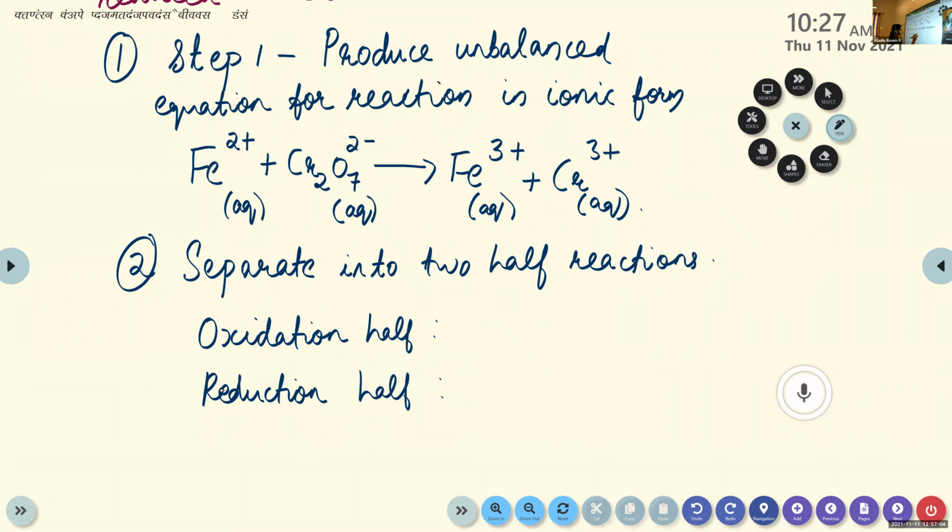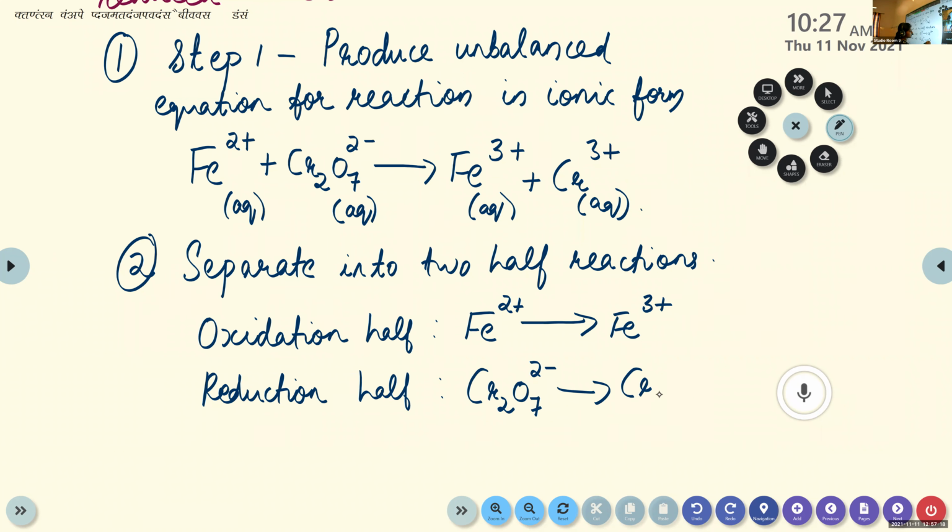In the case of oxidation, it is the conversion of Fe2+ to Fe3+. Then the reduction half: Cr2O7 2- is converted to Cr3+.